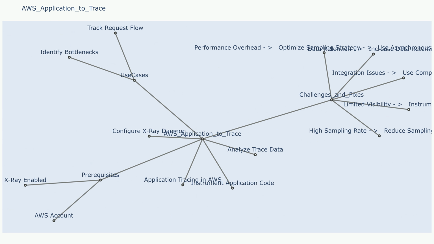Cost considerations. X-Ray usage can incur costs, especially when using high sampling rates or storing traces for extended periods. Monitor usage and costs. Regularly monitor your X-Ray usage and costs to identify potential areas for optimization. Adjust sampling rate and data retention. Adjust the sampling rate and data retention period to balance the need for data with cost considerations.